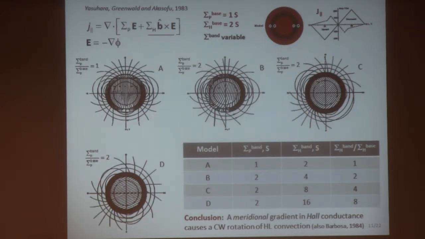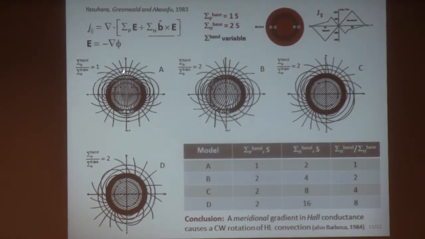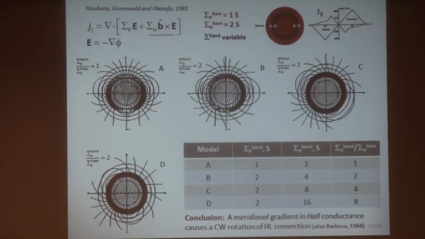This is the case where there's no variation in the band relative to the background, and it's the nice symmetric convection pattern that we often draw. Then with a step of 2 in the band, in the Pedersen and Hall conductance here, you start to see a rotation, and further rotation here, and further rotation here as the conductance goes up. And this is for each of these cases.